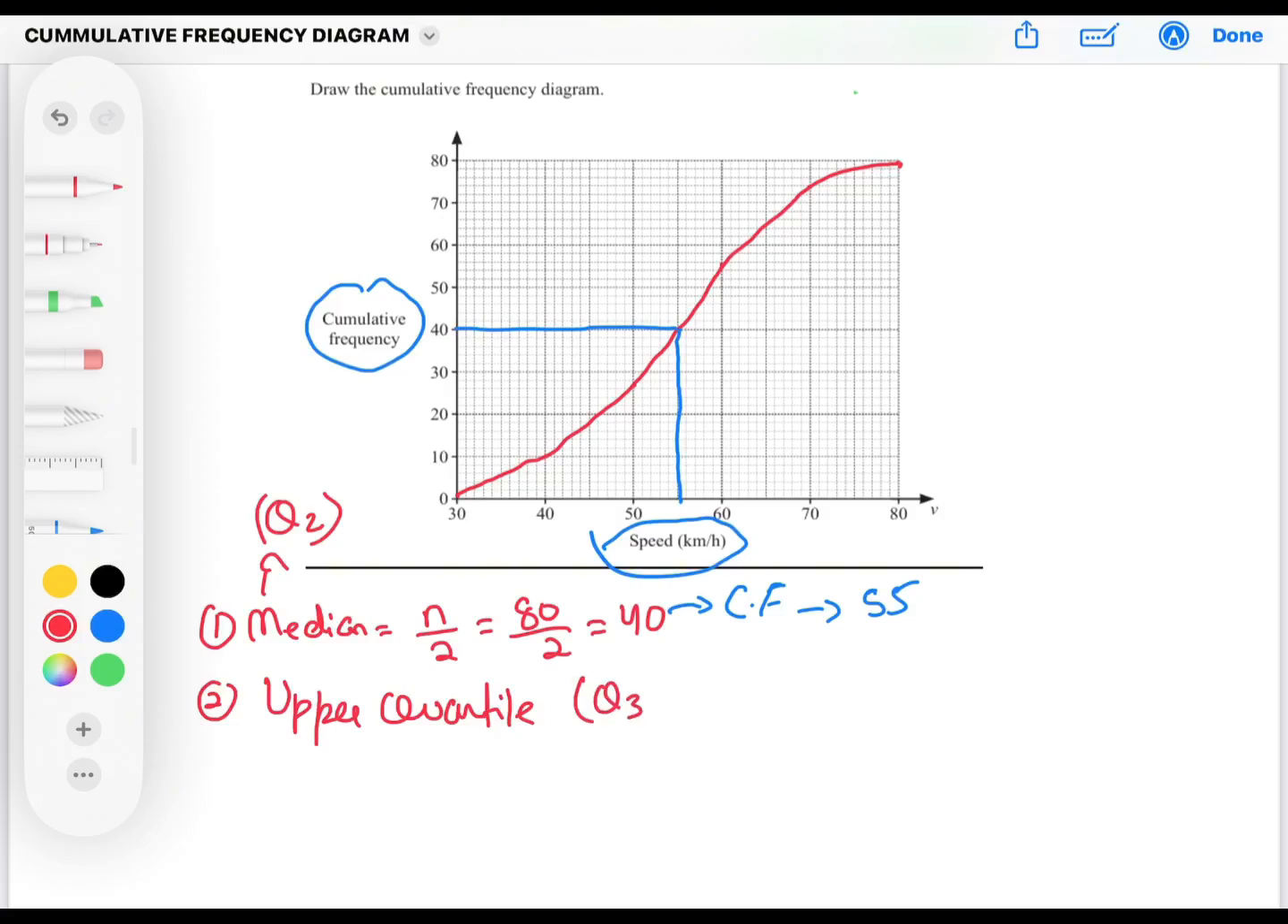That is denoted by Q3, and the formula is 3n divided by 4. So this will be 80 divided by 4, which gives 60. So 60 is basically the cumulative frequency value. So now again here I have to make a line.